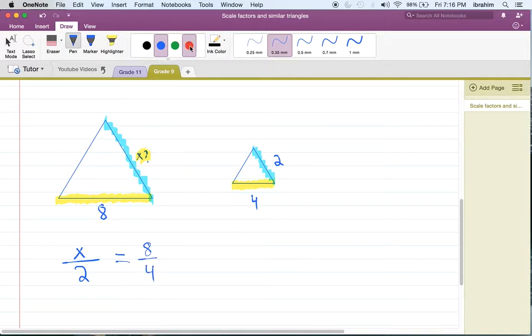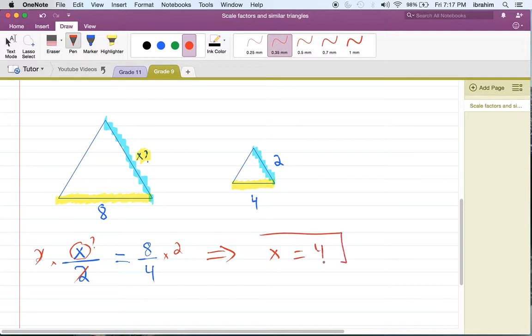Now I need to isolate for my variable, which in this case is x. In order to get this by itself, I'm going to have to multiply this side by 2. So this cancels out, and then I must multiply this side by 2. So when I solve for this, x is equal to 8 times 2, which is 16, divided by 4, which gives me 4.